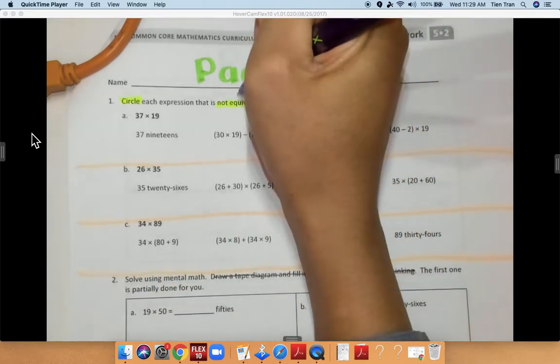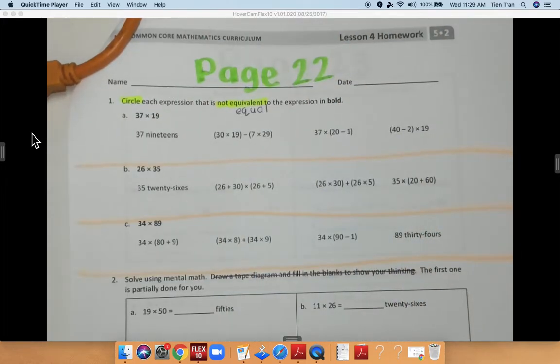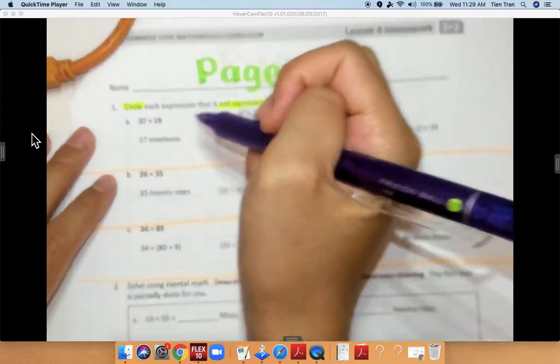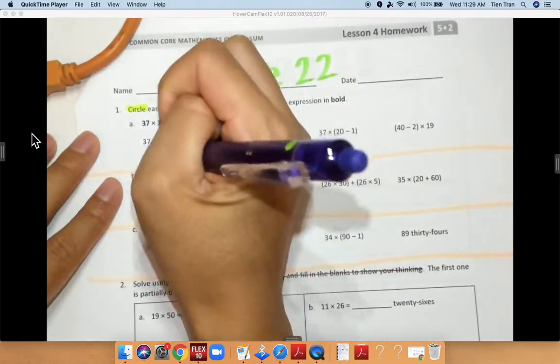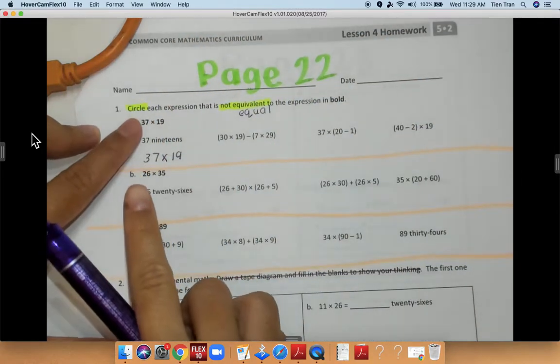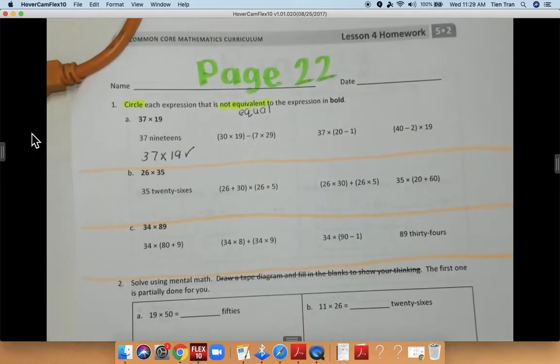So the word equivalent means equal. They're looking for an expression that is not equivalent, so not equal. So I am not going to choose something that is equivalent because that would not make sense. I'm going to choose something that is not equal. So the first one I see here says 37/19, right? So 37/19 is the same as the equation over here. So this one is fine, right? We're not going to circle that one.